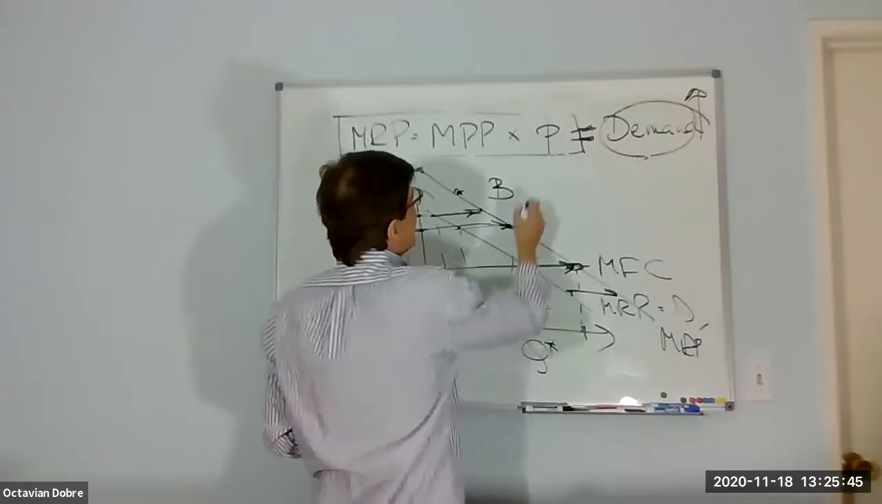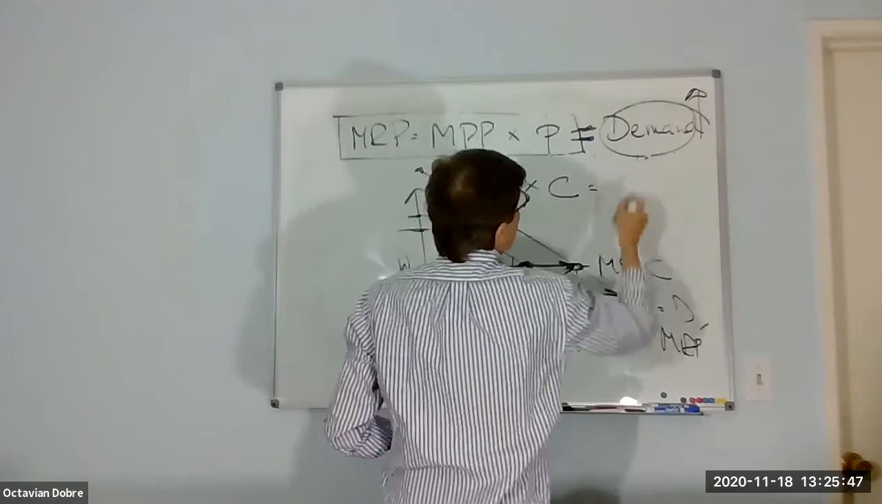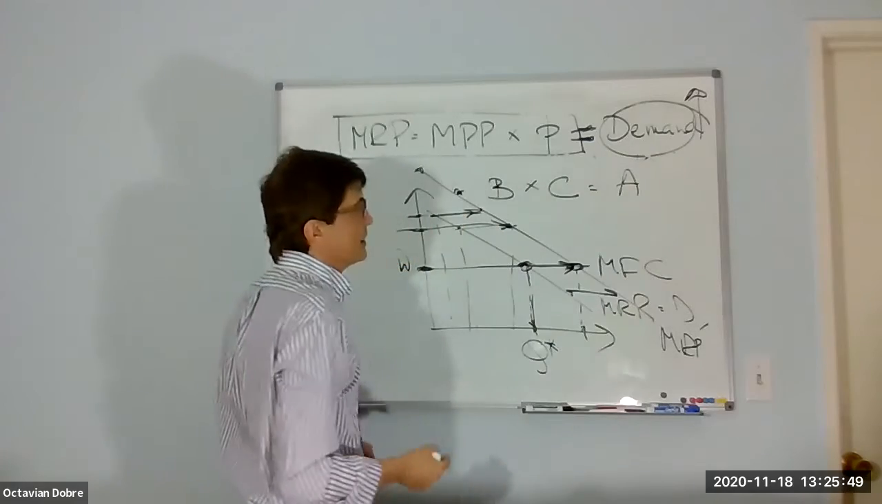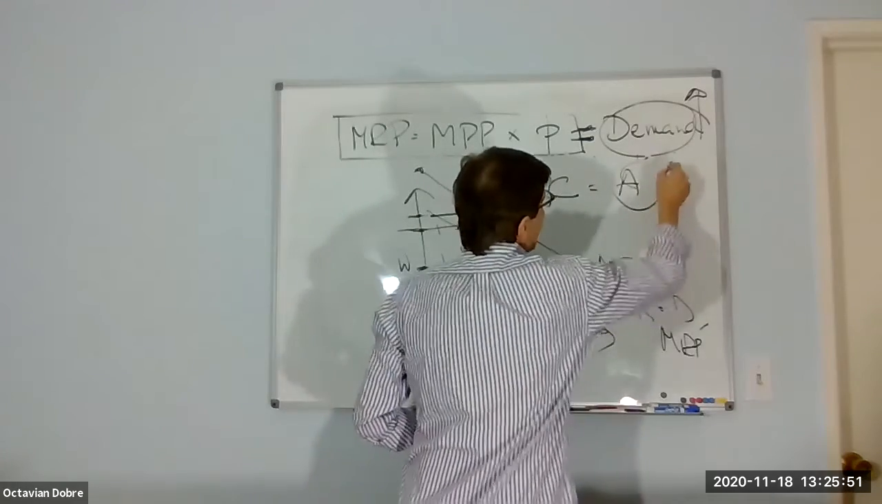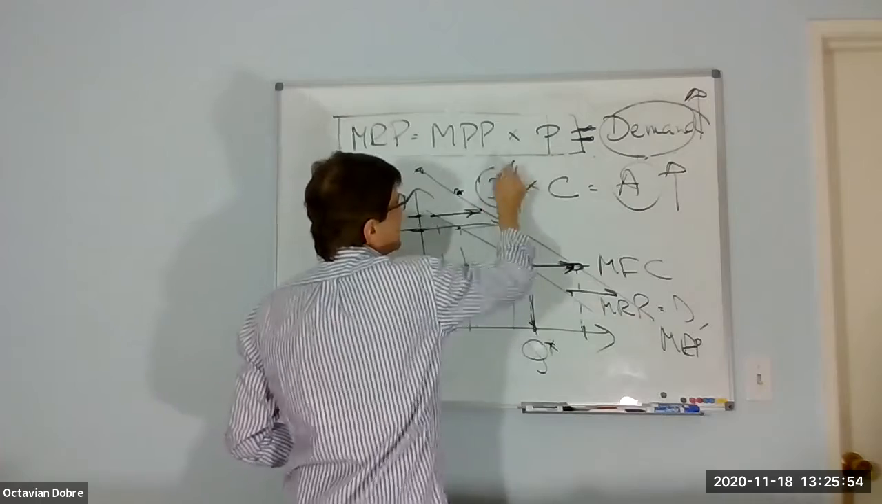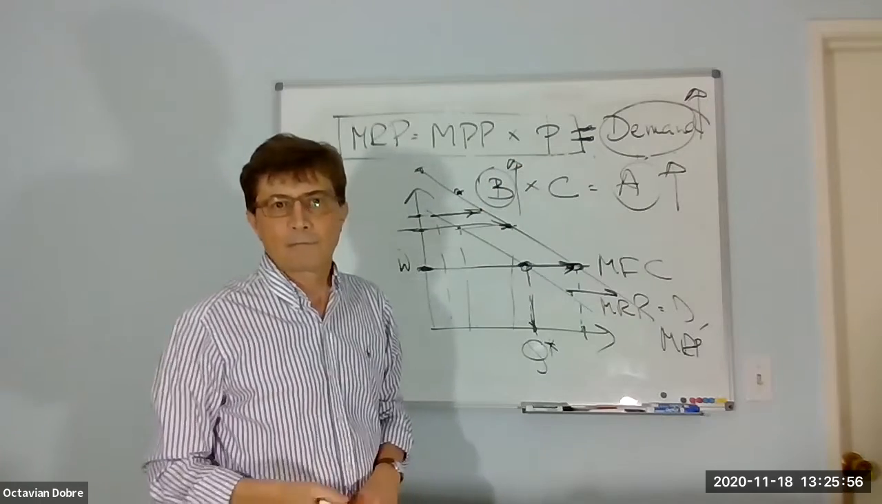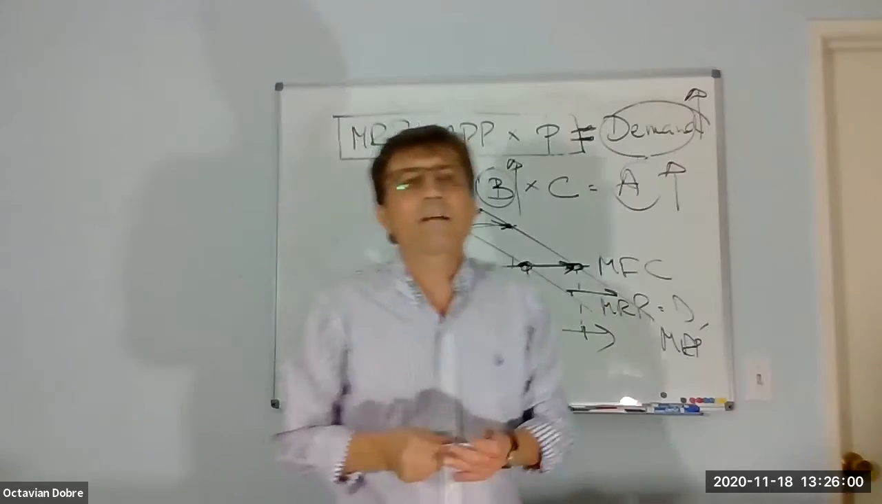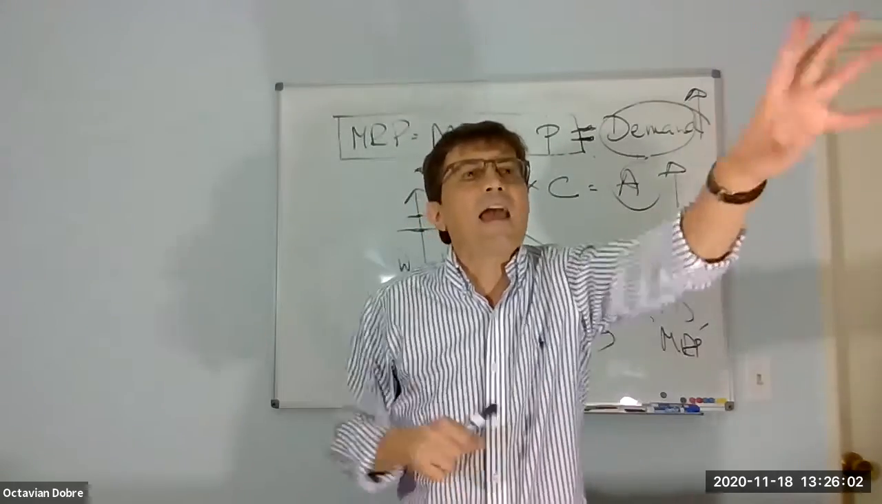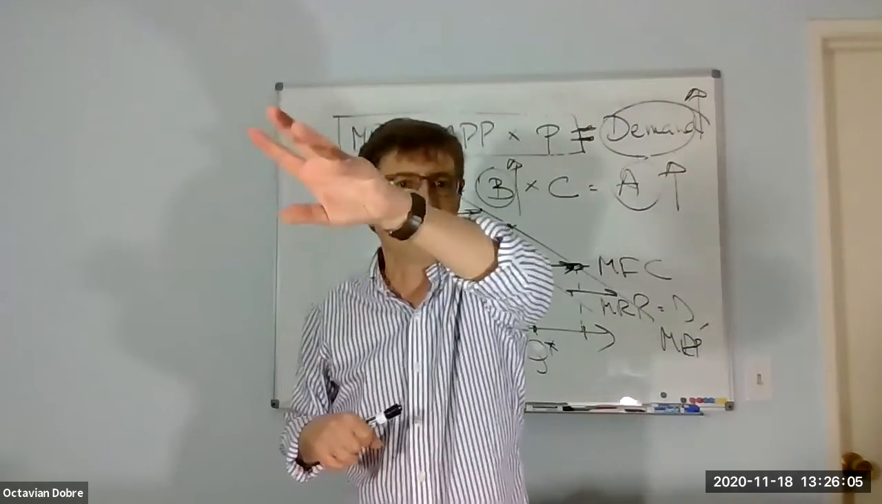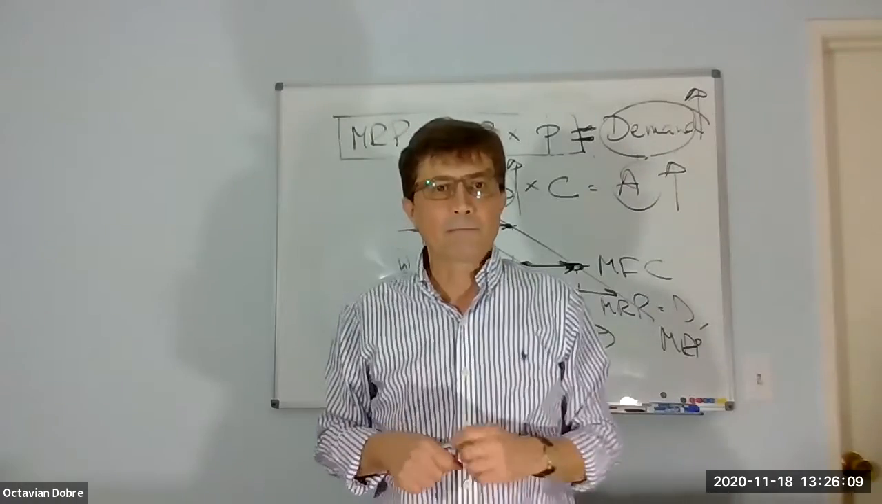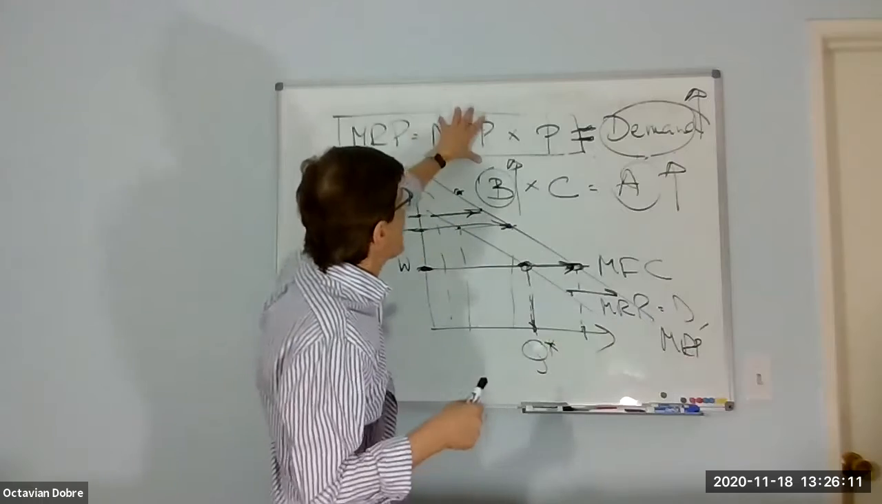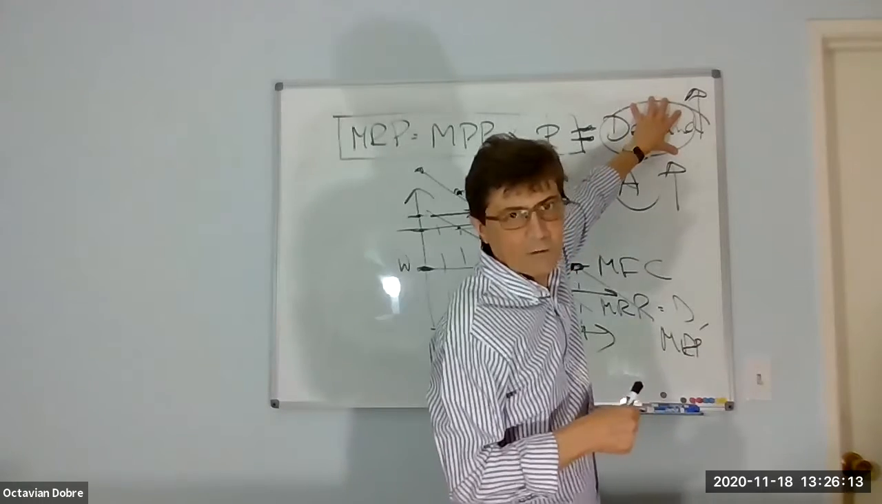Here, MPP is B, P is C, and this is A. Demand is A. If this goes up, could it be that it went up because this went up? No, I'm talking about mathematically. Just think about it. If A equals B times C, if C goes up, wouldn't A go up? Yes. Okay, so if MPP goes up, then the demand would go up.